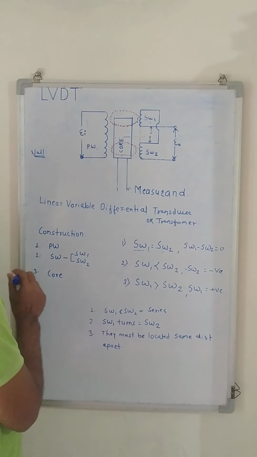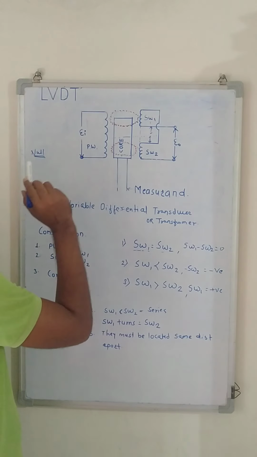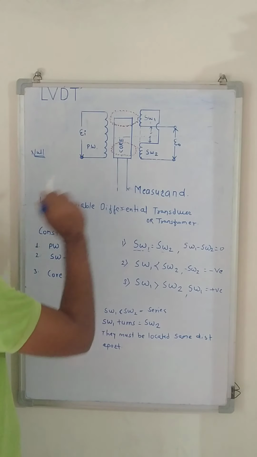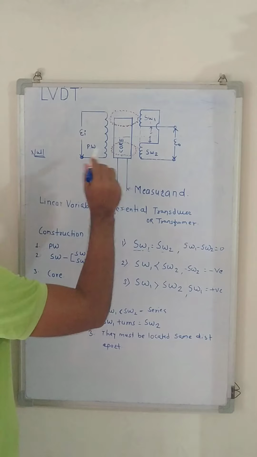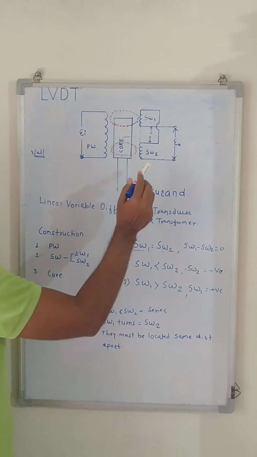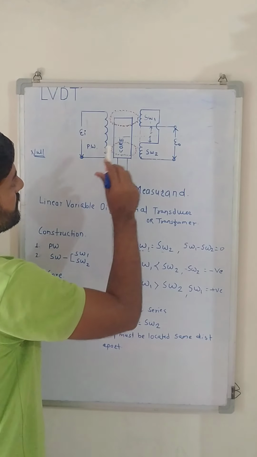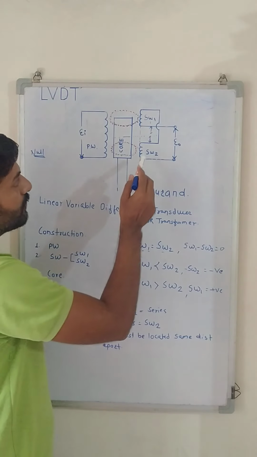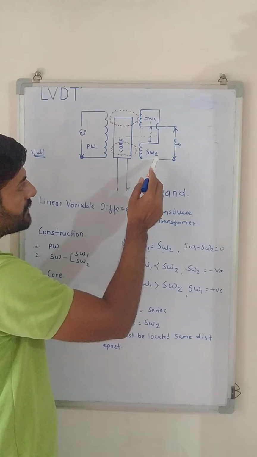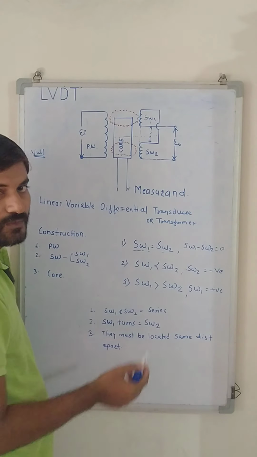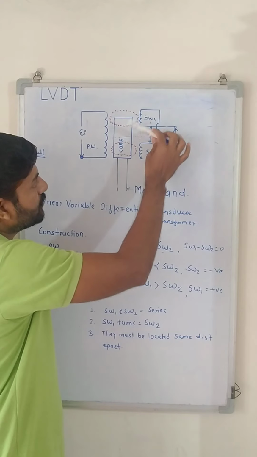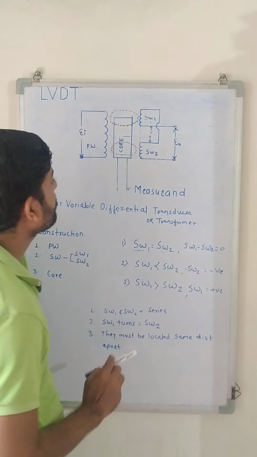Let's see its construction. In the construction here you can see the primary winding, the secondary winding, and in between them the core is inserted or located. But here you can see there are two secondary windings, secondary winding 1 and secondary winding 2. Both have the same number of turns. Both are located at the same distance apart from the center. Suppose this is the center, both are located at the same distance apart.